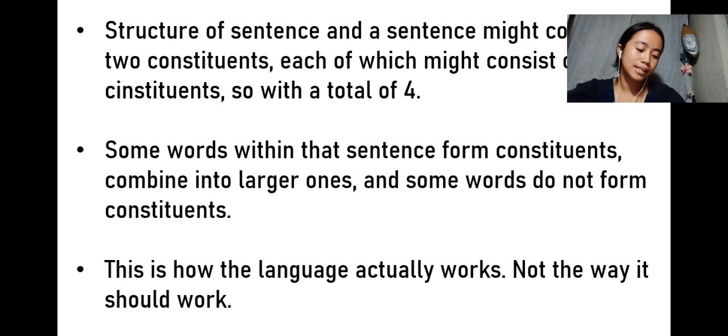Consider the structure of sentences. A sentence might consist of two constituents, each one of which might consist of two constituents, so with a total of four constituents. Some words within that sentence form constituents combined into larger ones, and some words do not form constituents. So, this is how the language actually works, not the way it should work. Now, this is the descriptive rule in syntax.